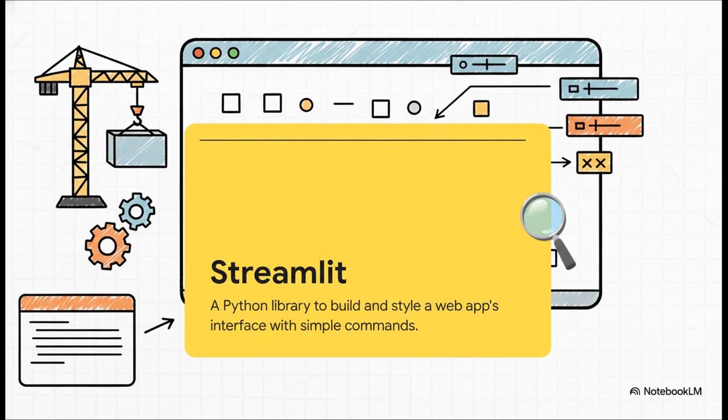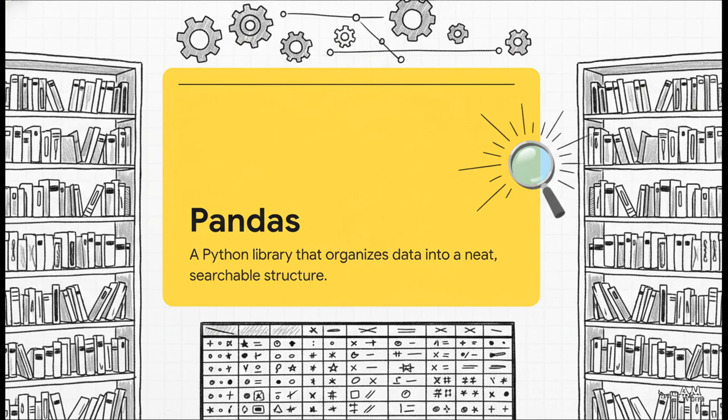Okay, so if Streamlit is the builder, then think of Pandas as the master librarian for your data. It takes all that information, every activity, every note, and organizes it into this perfectly neat, searchable structure. This is what makes the data so easy to find, to sort, and to analyze, which, as you can imagine, is absolutely crucial for making sure everything shows up correctly on the screen.